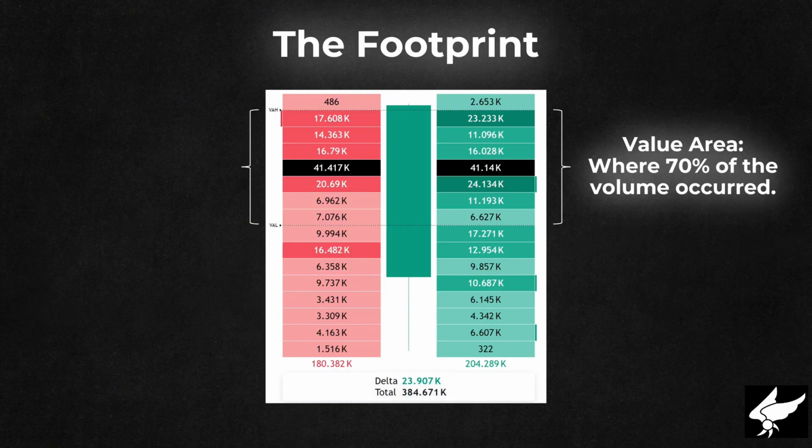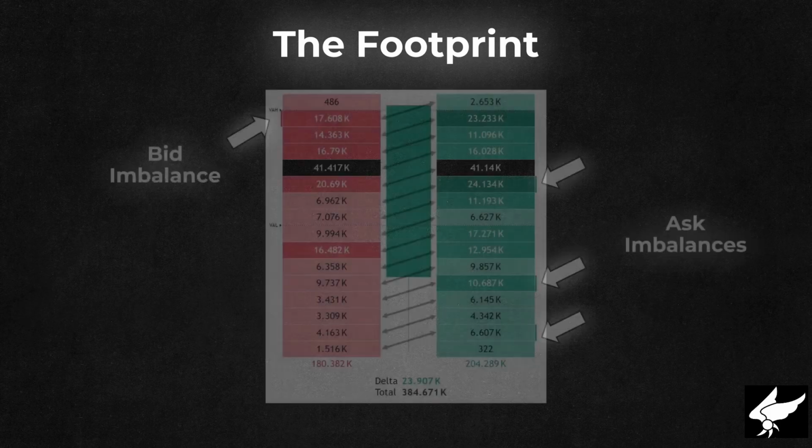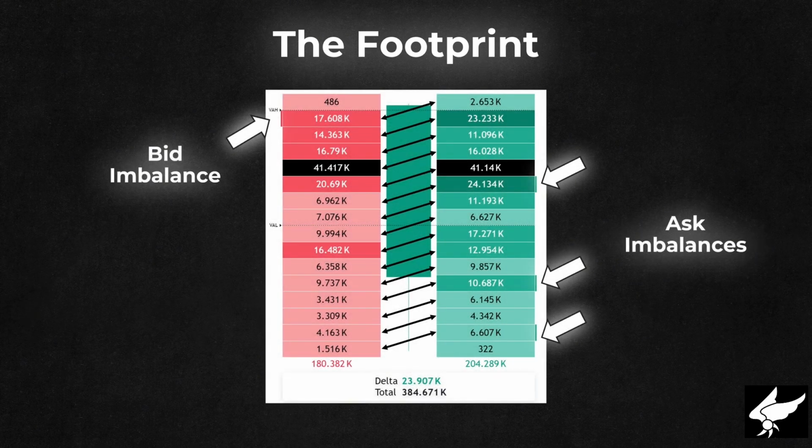Another important feature of the footprint is called imbalance, which is highlighted by green or red thin bars on the side of the price levels where the imbalance occurred. It's important to note that we don't compare price levels horizontally in the footprint. We compare them diagonally, like so. That's because when buyers attack passive sellers, they do that one price level above. When sellers attack passive buyers, they do that one price level below.